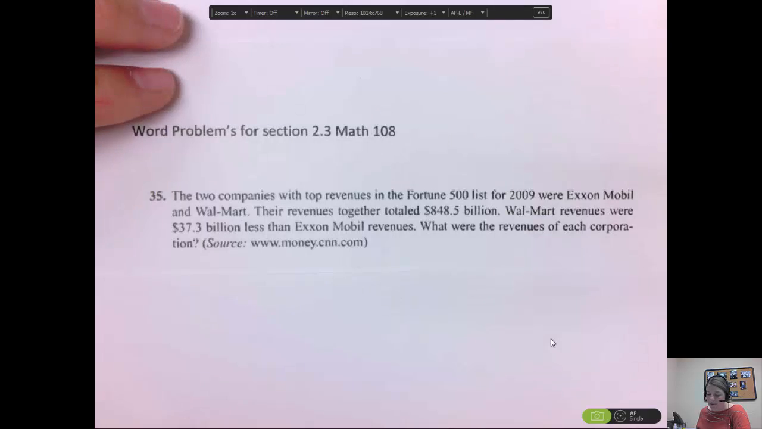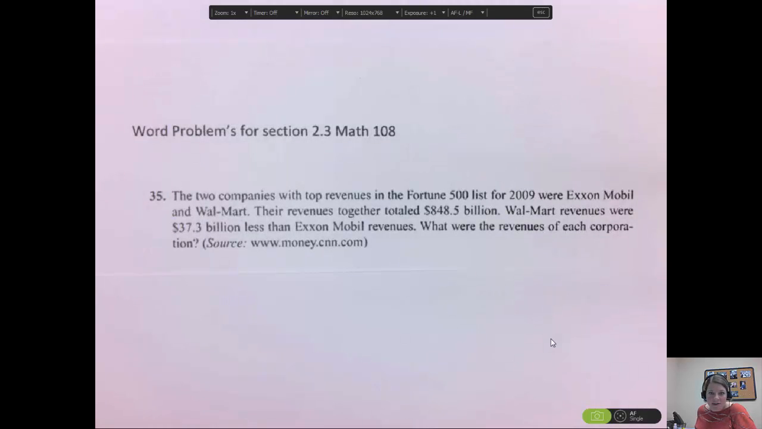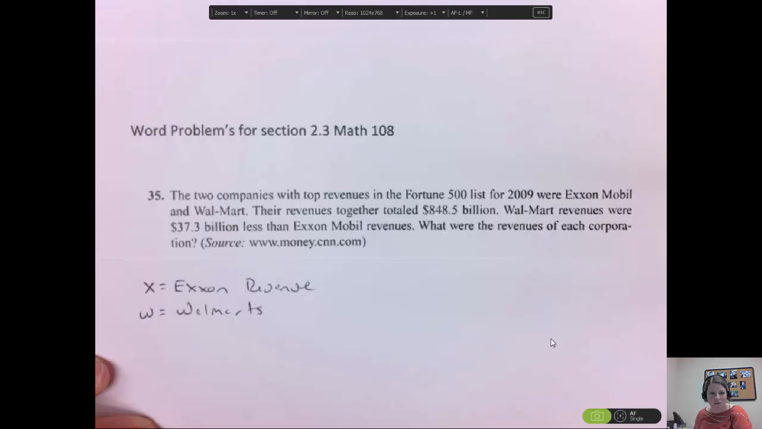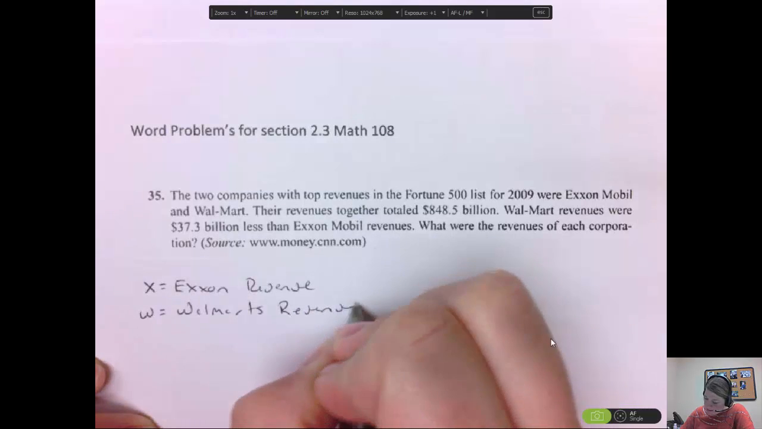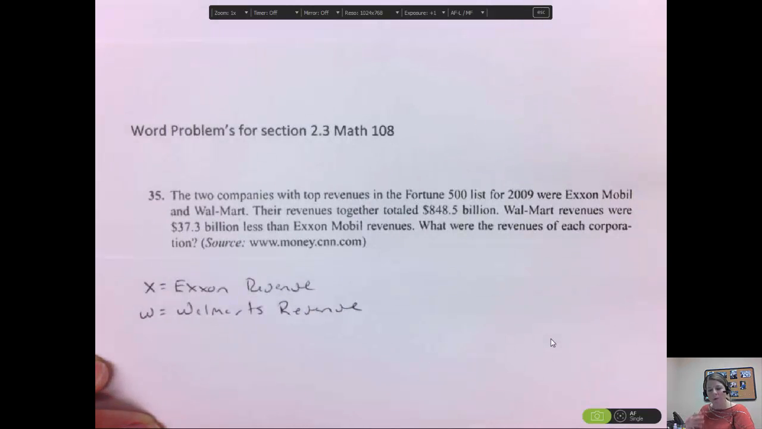So when you see a problem like this, you start with reading it, and then you go, well, shoot, what do I not know? I need a letter for those. So what I thought of was I would like to use X for Exxon's revenue and W for Walmart's revenue. Then from here we think about the information we have and what we are missing.